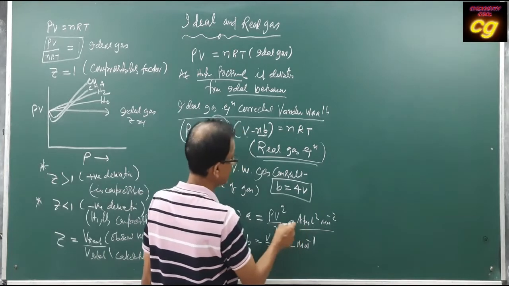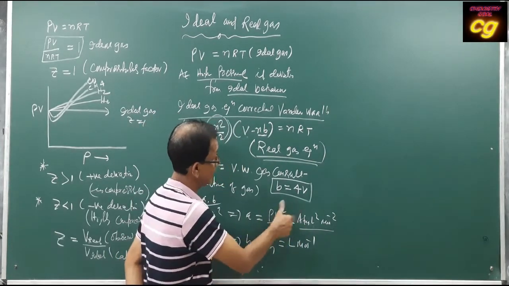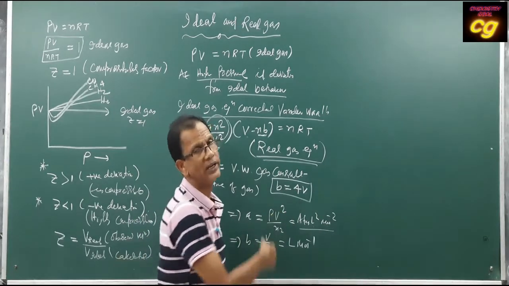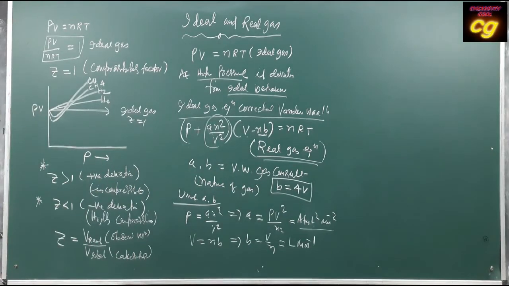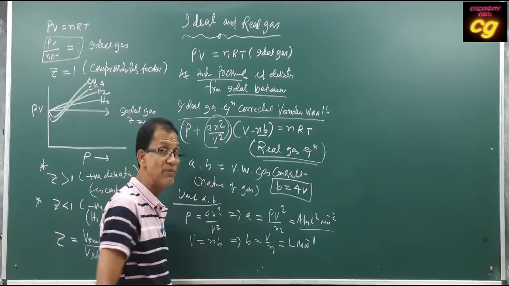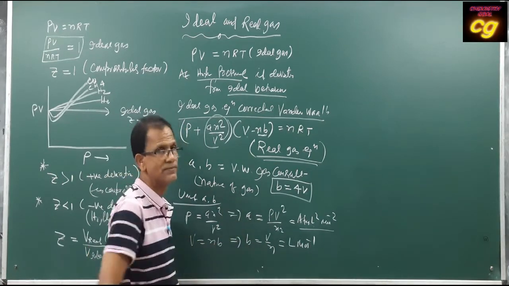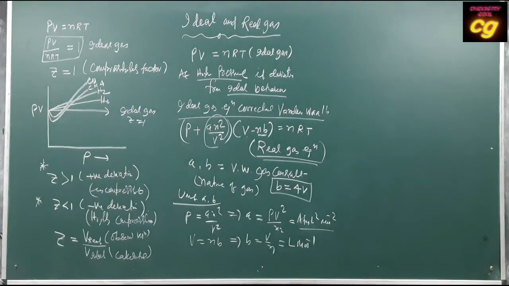That means if the attraction is more, then a will be more. So this is regarding the unit of a. That means a and b are Van der Waals gas constants. These are called dimensional constants. They have units.